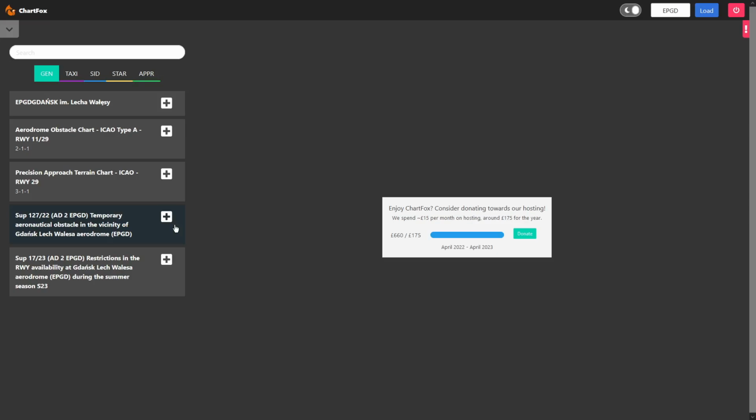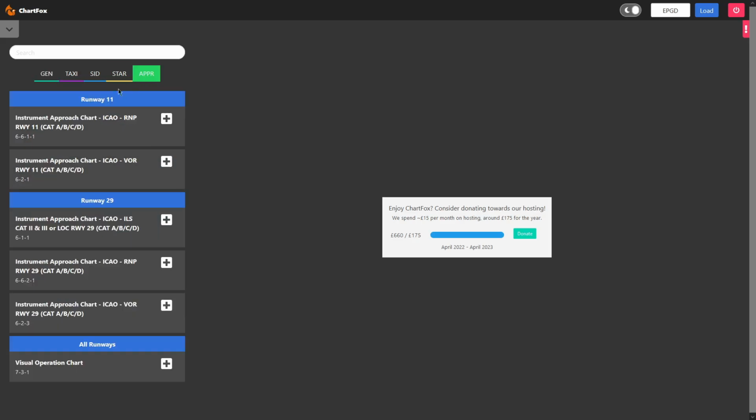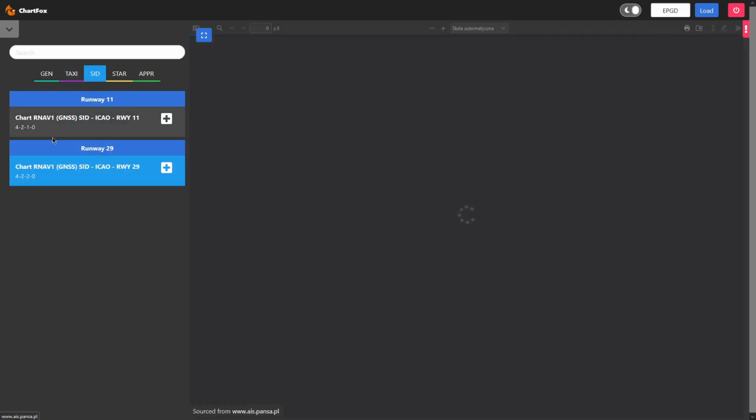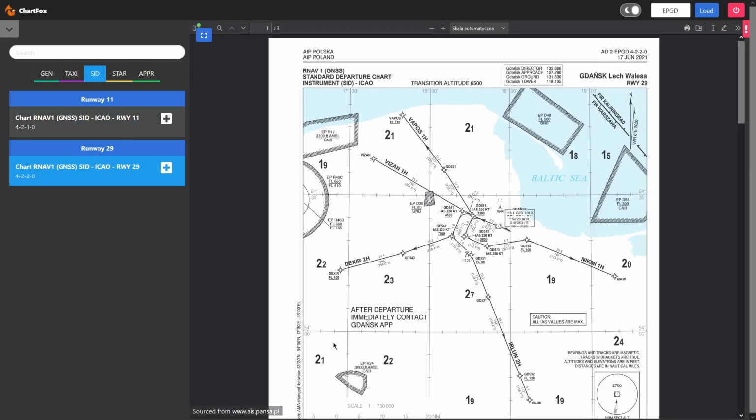Today we're going to be talking once again about charts, but we'll talk about IFR charts: the SID, which stands for Standard Instrument Departure, the STAR, which is of course the Standard Instrument Arrival, and approach charts as well. So, let's start off with a Standard Instrument Departure.